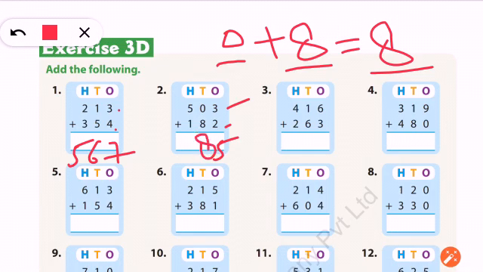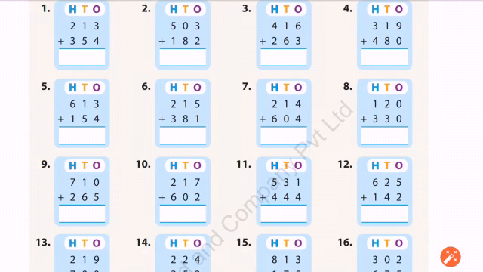Now 5 plus 1 is 6. Next question. 6 plus 3 will be 9. 6 plus 1 will be 7. And 4 plus 2 will be 6. 9 plus 0. Okay. So 0 is added to 9, the answer will be the same number. 8 plus 1 is 9. And 4 plus 3 is 7. So students, you have done question 1, 2, 3, 4.